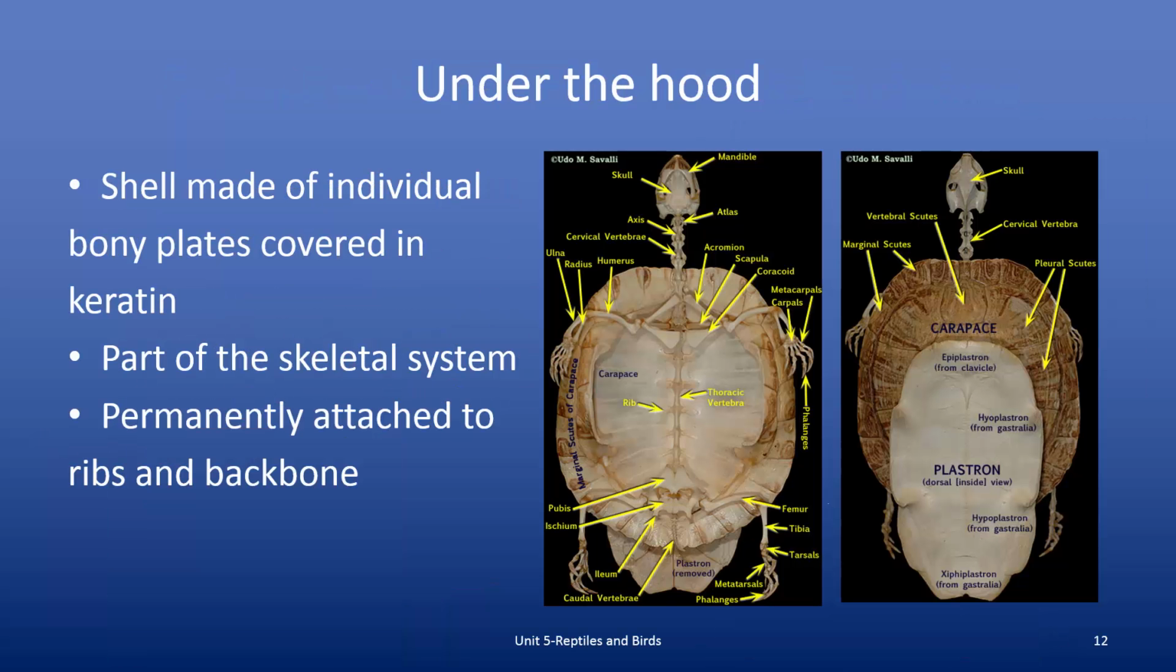Okay? Under the hood, looking at the shell, that is actually a part of the skeleton. It is permanently attached to the ribs and backbone. In some child cartoons, you'll see a turtle jump out of its shell. It cannot do that. It is permanently attached to the rib and to the backbone. Okay? The shell itself is made of bone, and those bones are covered in keratin, very similar to our fingernails. Okay? It's made up of a few major components: the carapace on top, the plastron on the bottom. Each individual scale, if you will, or section of the shell is called a scute.